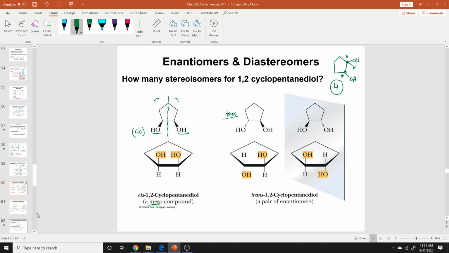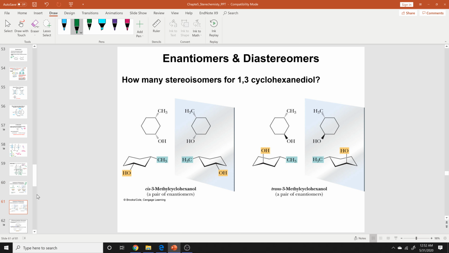If I have cis and trans and I want to compare them, these are diastereoisomers. These are not enantiomers. Enantiomers means that the mirror image of cis remains cis, and the mirror image of trans remains trans. Pay attention to that. So now instead of 4 stereoisomers, I have 3. I have a pair of enantiomers and the meso compound.